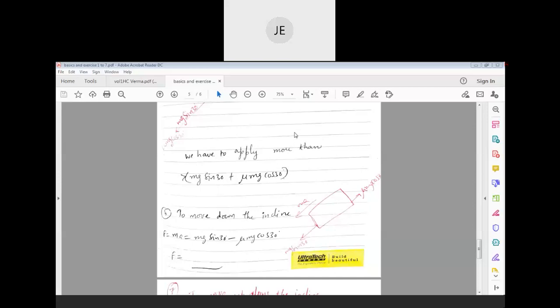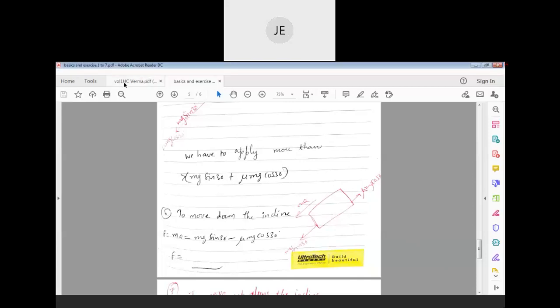Abhiram, you are getting 10 Newton downwards minus 3.4 Newton upwards, so that gives you 6.6 Newton downwards. So you don't have to apply any extra force. 6.6 Newton is already there, which is sufficient to move the body downwards. Is it okay? Okay, sir.